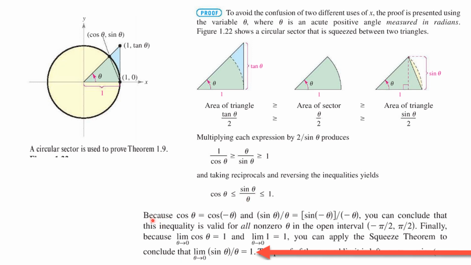Now, because the cosine of theta is the same as cosine of minus theta, and the sine of theta over theta is, you put minus theta there, you can conclude that that also is true if we approach theta from a negative direction. So you can apply the squeeze theorem, and we conclude that the limit as theta goes to 0 of sine theta over theta is equal to 1.